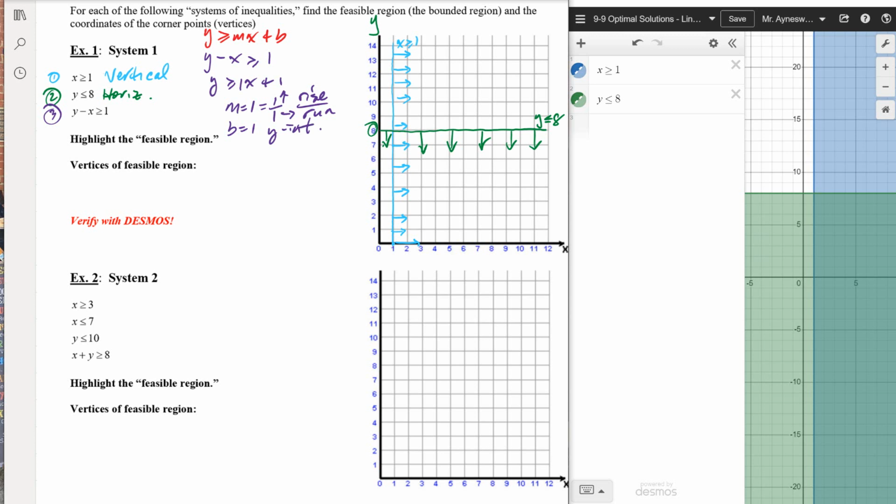And I'm going to do this one in red so it kind of pops out. So I'm going to switch colors here. So the third one's going to be in red. I'm going to start at 1 here on the y-axis. And then I'm going to go up 1, right 1. Up 1, right 1. Up 1, right 1. And just keep on going here.